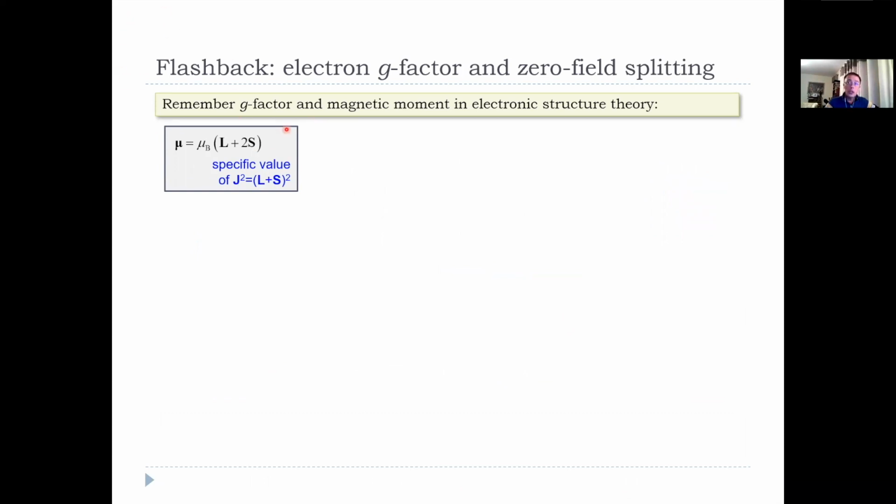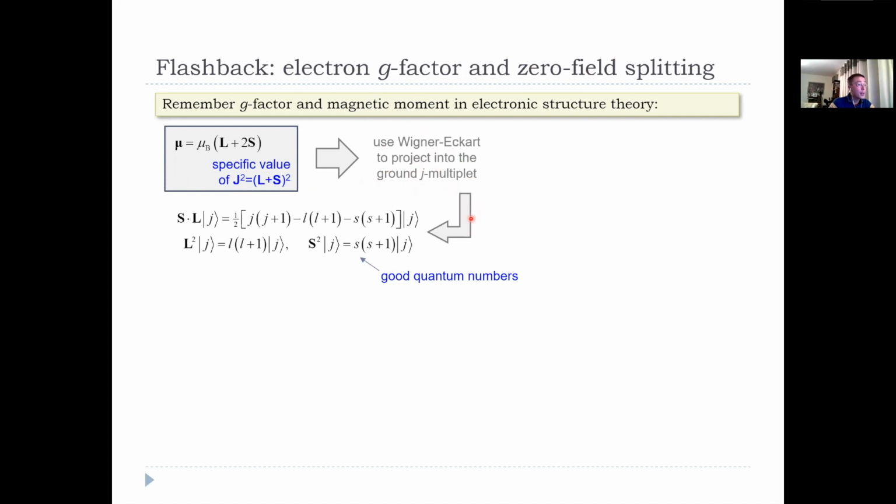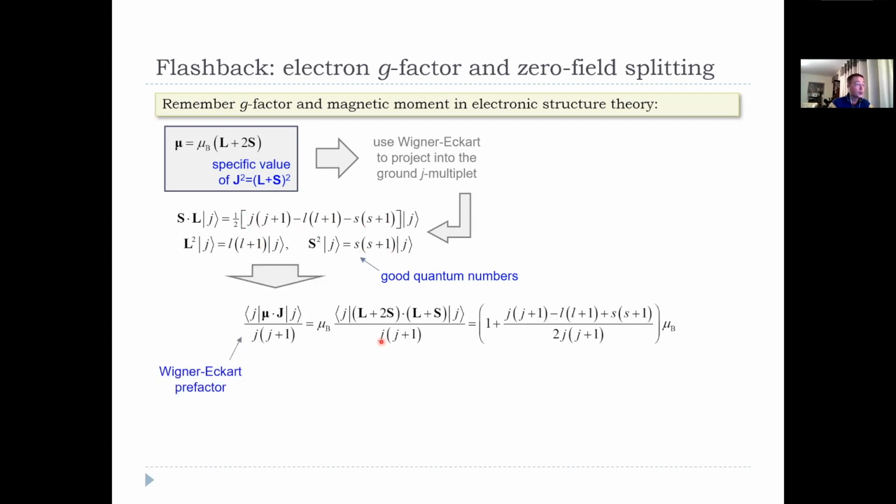How did we get the G factor and how did we get zero field splitting for some transition metal electronic structure theory? Remember what we had there. We had the magnetic moment, which was the Bohr magneton, and it had the orbital contribution and the spin contribution, but we were sitting in a specific multiplet. In fact, in electronic structure theory, sometimes we don't, but in the simple cases, we do. So we use that Wigner-Eckart theorem to project into the ground J multiplet. We've got this as a good quantum number, and so we classify it by those quantum numbers.